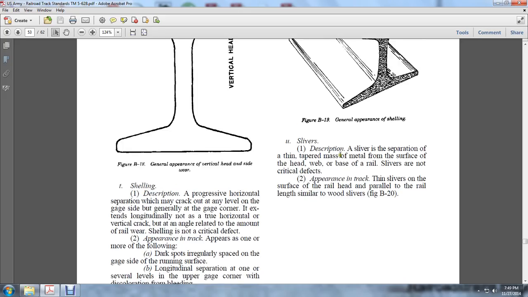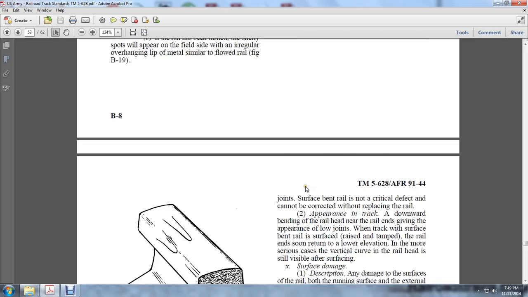Slivers. Description of a sliver: the separation of thin tapered material from the surfaces of the head, web or base. Slivers are not critical defects. Appearance in the track: the slivers are on the surface of the railhead, parallel to the rail length, similar to wood slivers.